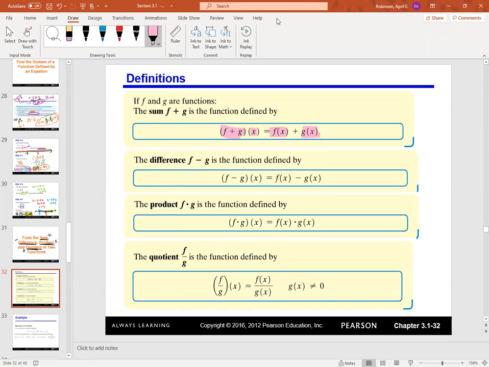And then the same thing for subtraction. F minus g of x simply says take your 2 separate functions and subtract them. F times g of x means take the f of x times the g of x. And then f over g of x means take f of x divided by g of x, except you have to remember that the denominator is not allowed to equal 0.